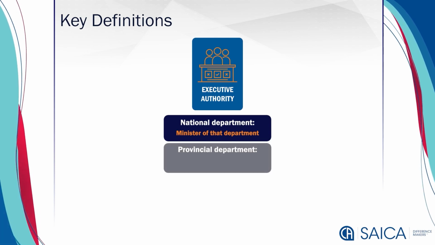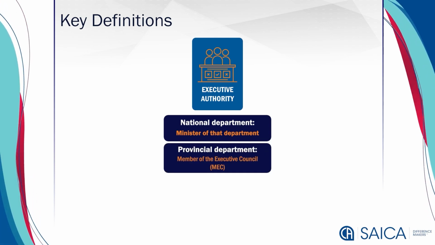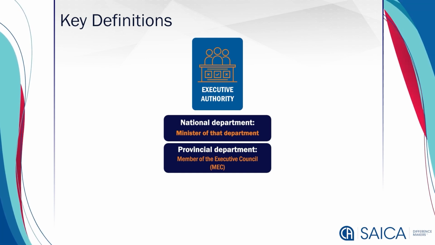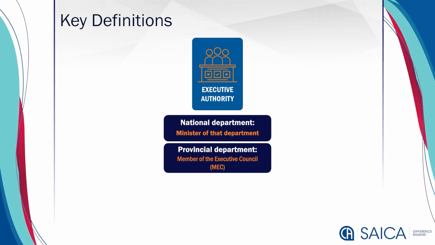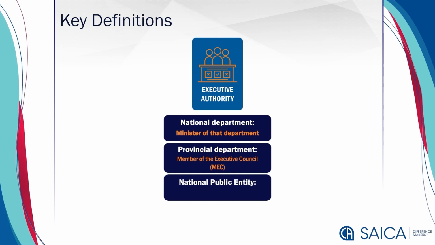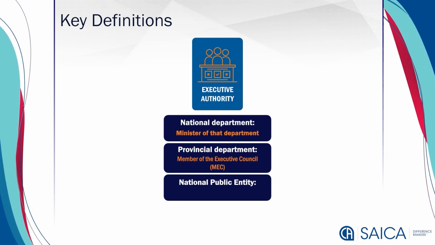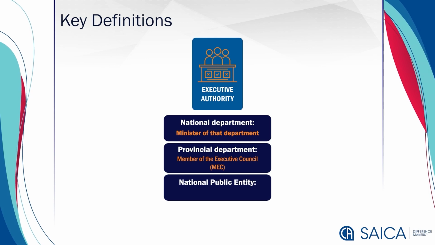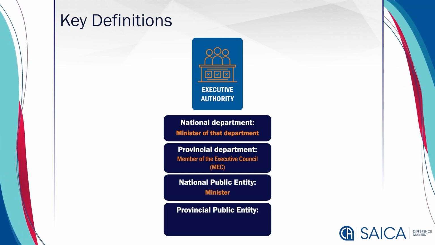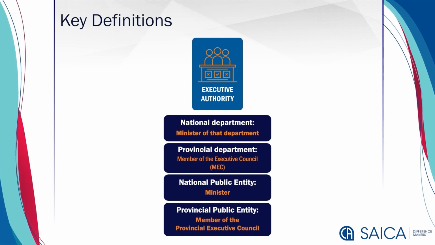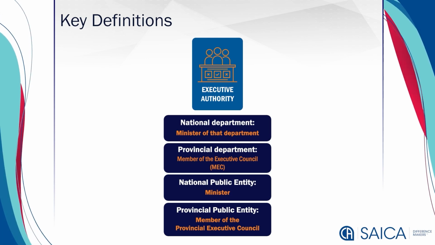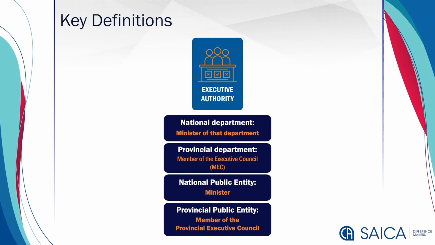In relation to a provincial department, it means the member of the Executive Council of a province who is accountable to the provincial legislature for that department. In other words, the MEC. In relation to a national public entity, it means the cabinet member who is accountable to Parliament for that public entity or in whose portfolio it falls, in other words, the minister. And in relation to a provincial public entity, it means the member of the Provincial Executive Council who is accountable to the provincial legislature for that public entity or in whose portfolio it falls.